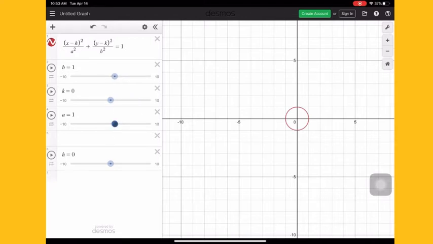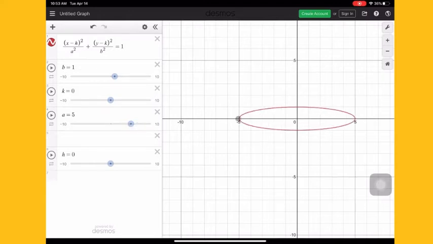So as I move this a value, as this a value gets bigger and bigger, and the a value is bigger than the b value, that's really what you have to keep in mind about this stuff. Don't get over concentrated on which is a and which is b. It's which direction it goes. So if the a value is underneath the x value and that a value is bigger, obviously we're going to have what I kind of call a short and fat ellipse.